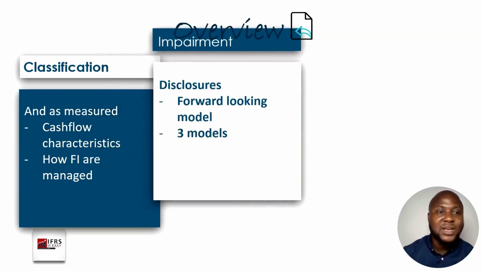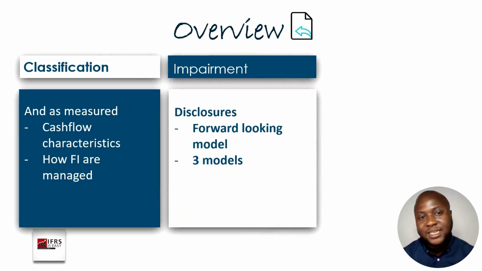The next one after classification is impairment. Impairment allowance, we mentioned in the previous video that in terms of IAS 39, it used to be an incurred loss model, meaning that businesses, individuals, they wait until something happens before they book a provision. But IFRS 9 talks about what? The expected credit loss, meaning that IFRS 9 is forward looking.